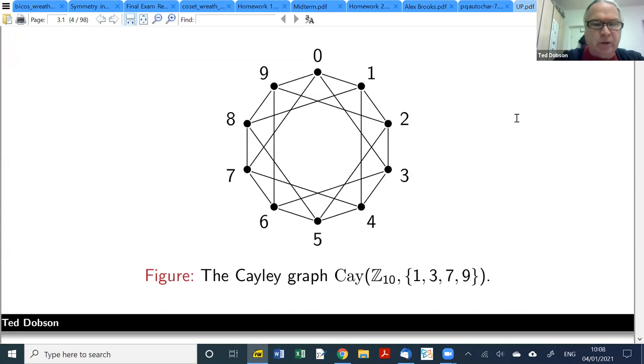So here I have a little example for you. This is the Cayley graph on Z10 with connection set {1, 3, 7, 9}. And this just means that if you look at the neighbors of 1, they're gonna be 1 + 1 = 2, 1 + 3 = 4, 1 + 7 = 8, and 1 + 9 = 0. And you can play that game at every single vertex, and that will give you the entire graph.